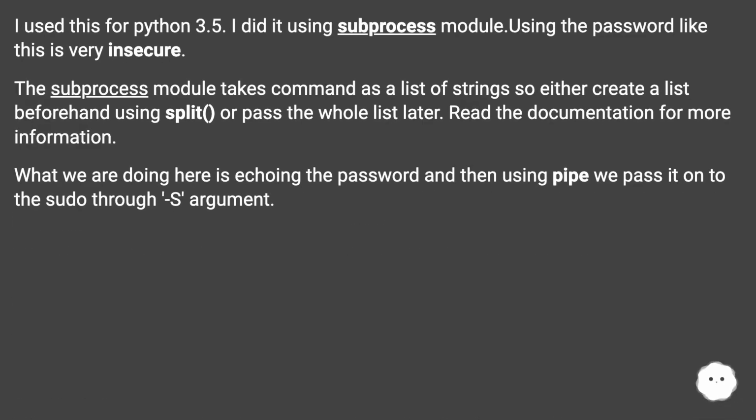I used this for Python 3.5. I did it using the subprocess module. Using the password like this is very insecure. The subprocess module takes the command as a list of strings, so either create a list beforehand using split, or pass the whole list later. Read the documentation for more information. What we are doing here is echoing the password and then using a pipe we pass it on to sudo through the -S argument.